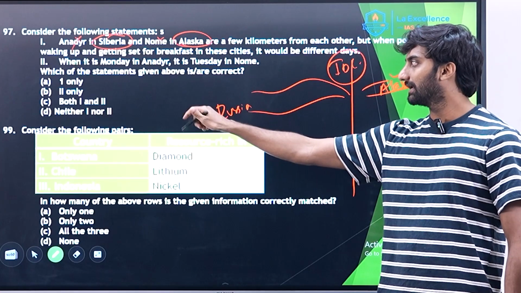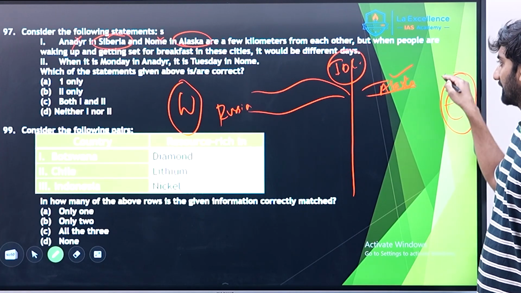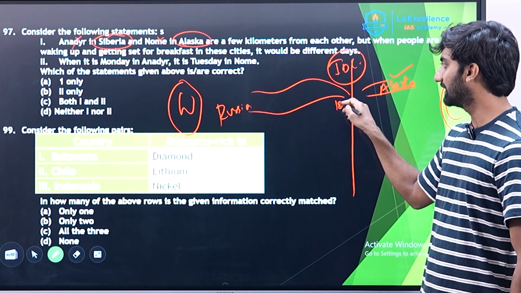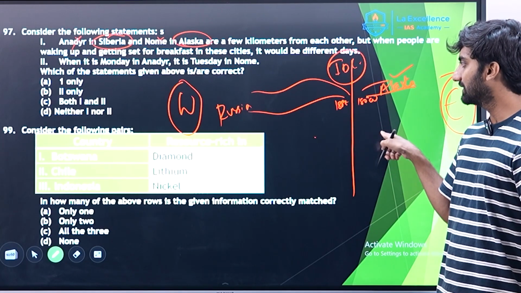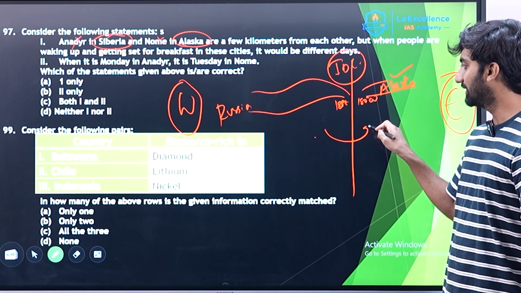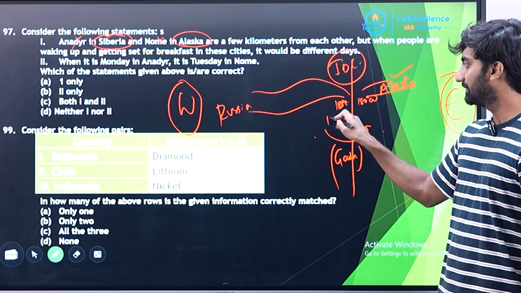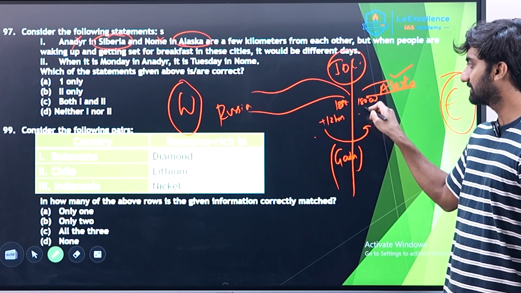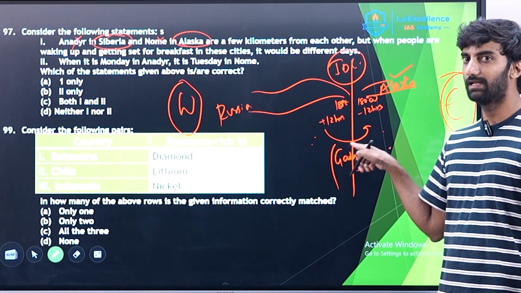So this is our entire western part of the hemisphere. This is the eastern part of the hemisphere. This will be our 180 degree east, this will be our 180 degree west. We are crossing the international date line from west to east. We know we will gain 1 day. So these places will be 12 hours ahead of time. These places will be 12 hours behind the time. A person crossing from west to east will gain 1 day.